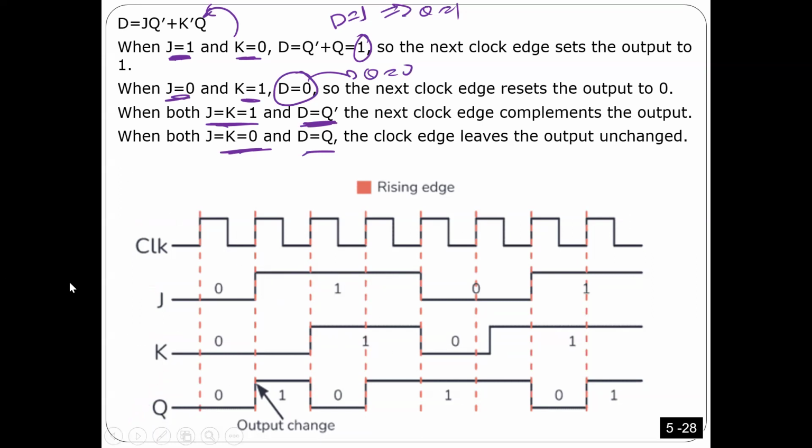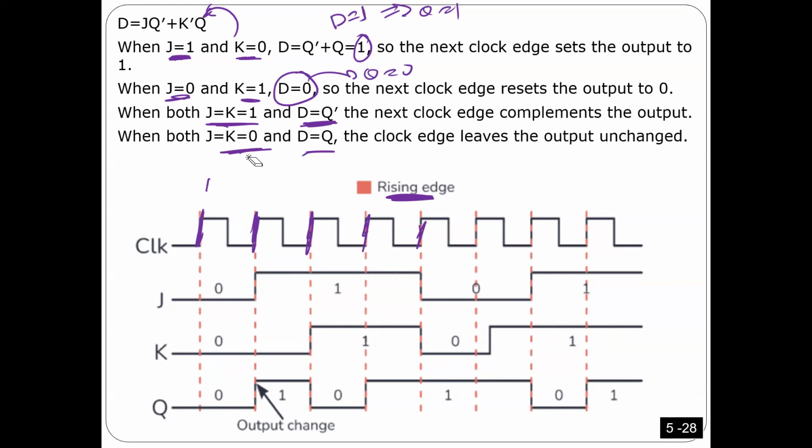So let's see how it works here. Again, here I'm telling you it's rising edge. This is not something you can guess, so I tell you it's rising. That means changes happen only at these times. So you don't need to worry about what happens here in the middle. Just look at this exact moment.